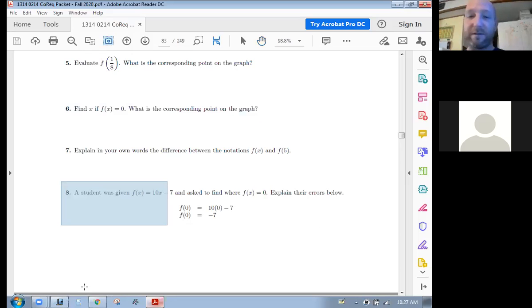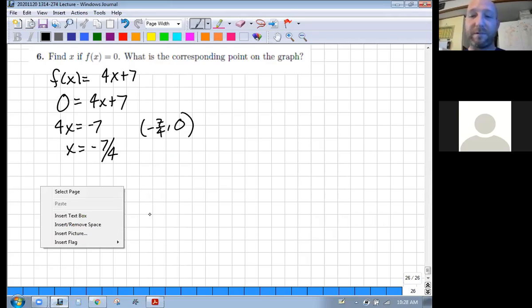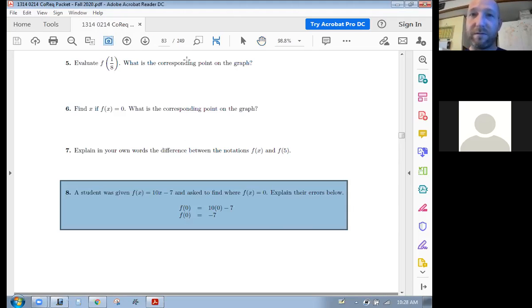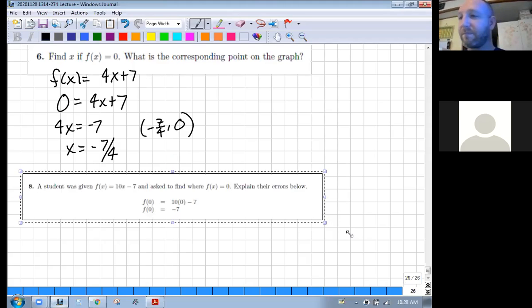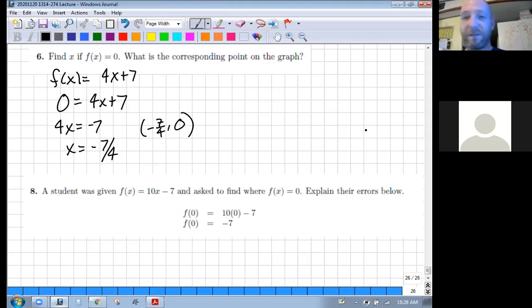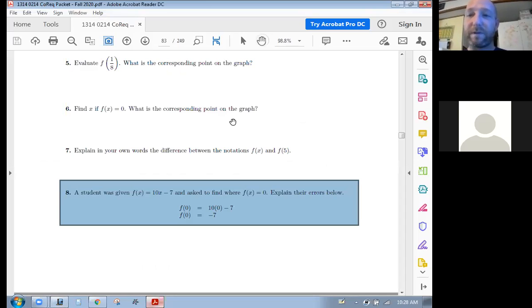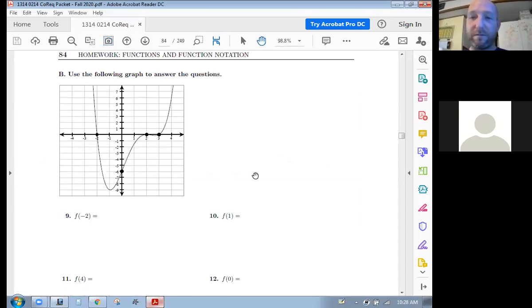So let's look at the errors this student made. What happened? Copy, paste. There we go. All right, so here's the function, f of x equals 10x minus 7, and they want to find where f of x equals 0. Well, what they've done here is they've let x be 0 instead of f of x. What they needed to do was call this 0 and then solve for x.